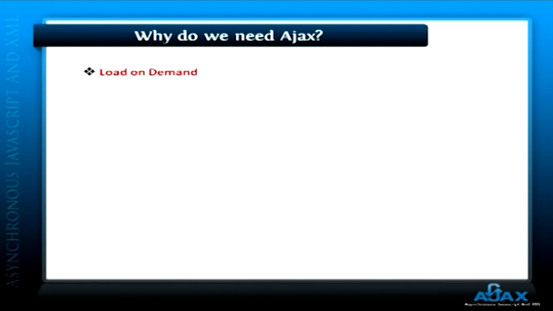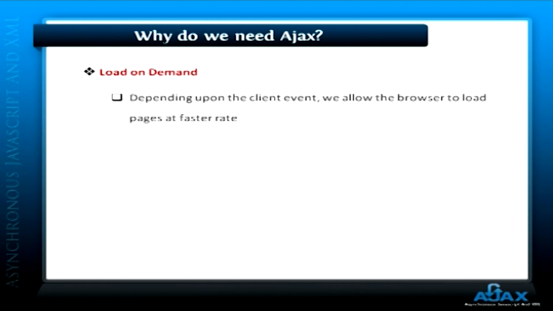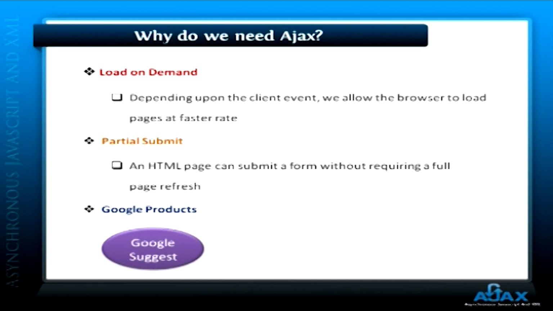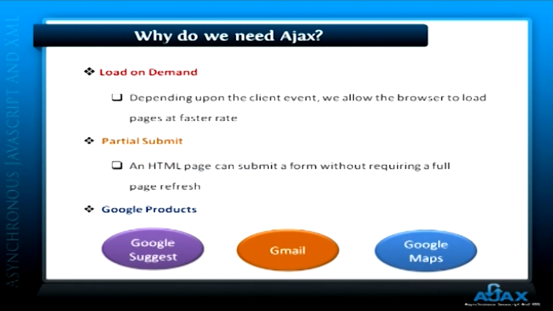Then load on demand. This is like depending upon the client event, we allow the browser to load pages at a faster rate. Well, what else does it do? It also does partial submits. Here, an HTML page can submit a form without requiring a full page refresh. These are a very few examples for what we can do with Ajax. As I said above, many famous Google products like Google Suggest, Gmail, and Google Maps are built using this Ajax concept. So, without Ajax, we can't get or create a dynamic website.